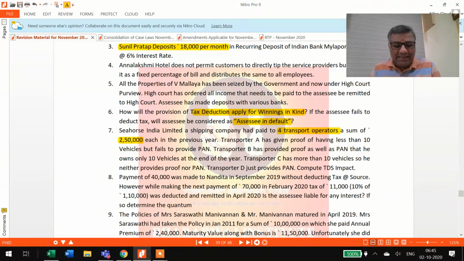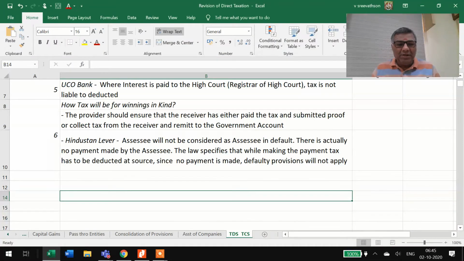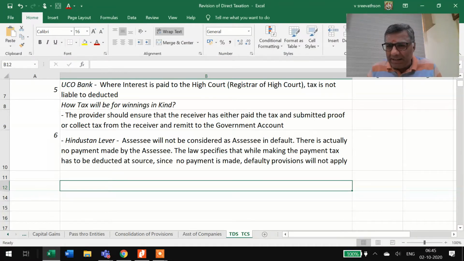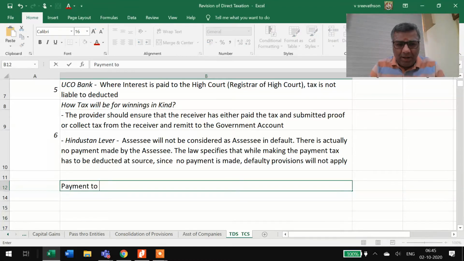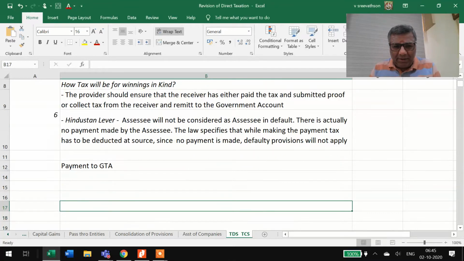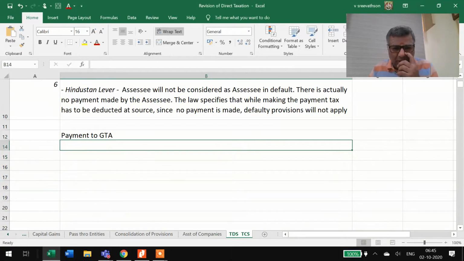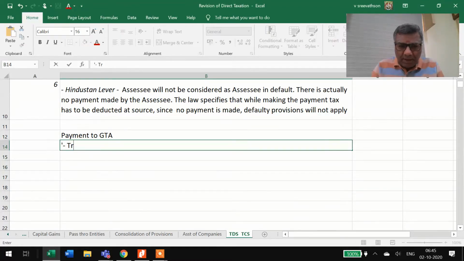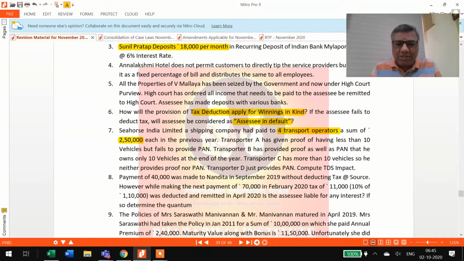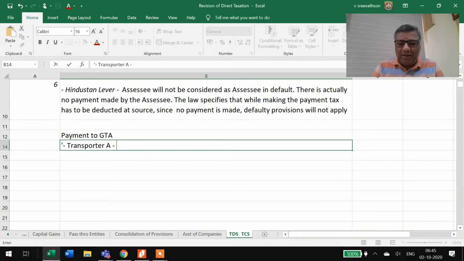Compute the TDS impact. Okay, so we are now in 194C, payment made to GTA, goods transport operator. The abbreviation is very popular for you in your GST law, so I have written the abbreviation. Okay, right. Transporter A, what did he do? Transporter A has given proof but fails to provide PAN.